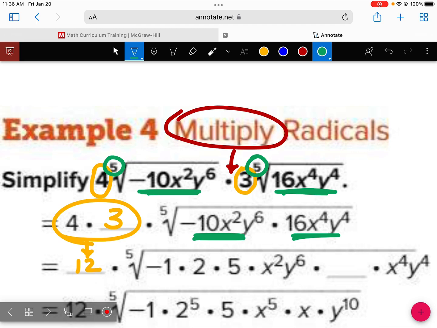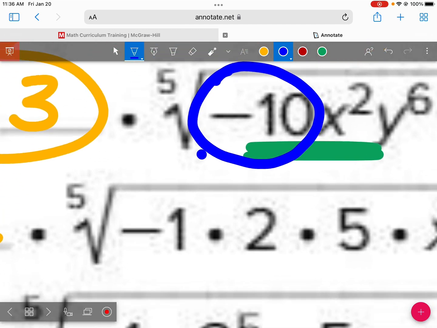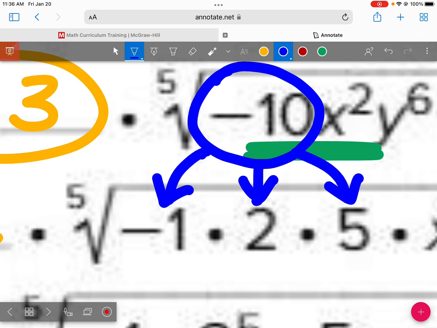And then they did something weird. They started breaking things down at this point. They didn't even multiply the negative 10 and the 16 together. They took negative 10 and they broke it down to be what? Negative 1 times 2 times 5. They broke that negative 10 out into those pieces. And then they just recopied the x squared and the y to the 6th.